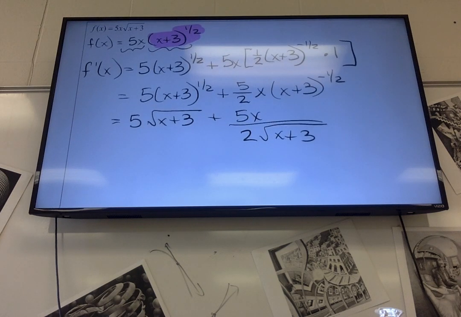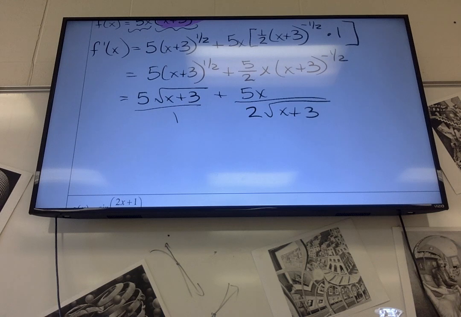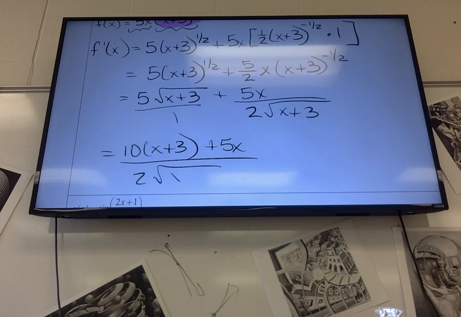I'm okay with you leaving it like that, but the answers in multiple choice are never going to be left like that. So let's butterfly, or bow tie, or whatever you call it. So that's 10 times (x plus 3) plus 5x over 2 times the square root of x plus 3. I can simplify that a little bit on top. 10x plus 30 plus 5x, so it's 15x plus 30. I combined 2 steps there. Please stop me if I lost you.